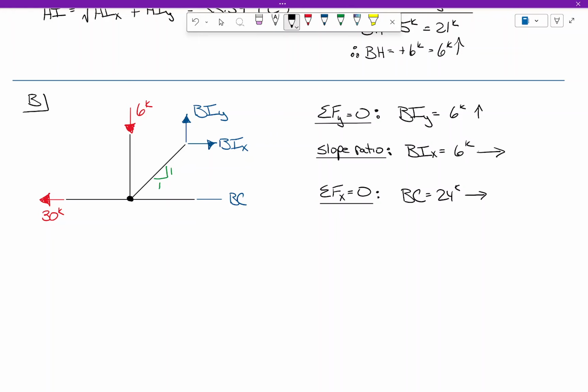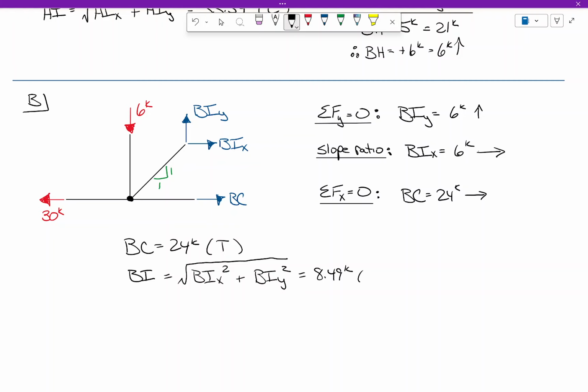So, just real quick, BC is going to be 24 kips in what? Tension. And then BI, we'll do our Pythagorean theorem. We're running short on time, so we can't do any more right now. Is it 8.49 kips in tension? Do I have a second? Yeah. There we go. So we now have this member and this member.